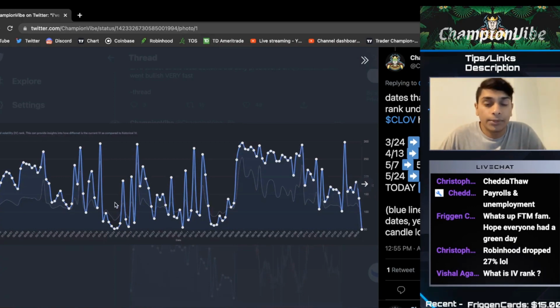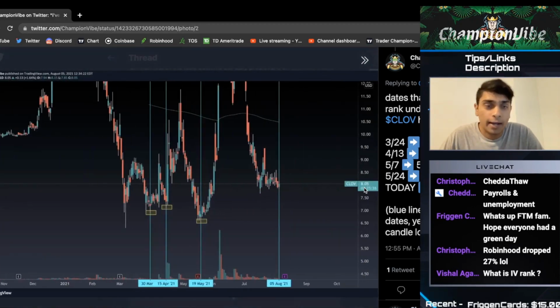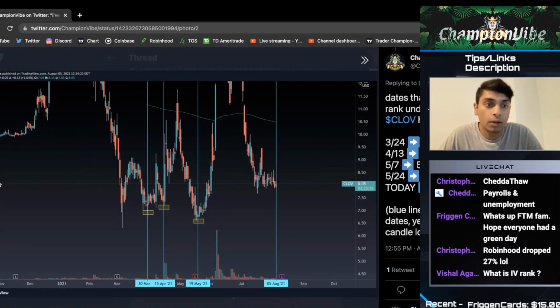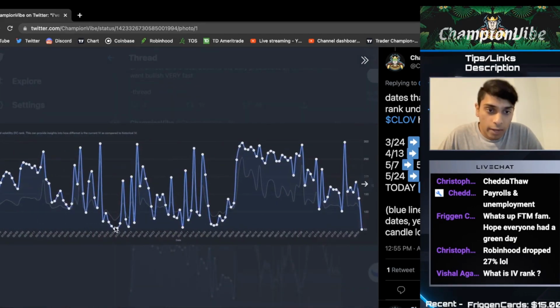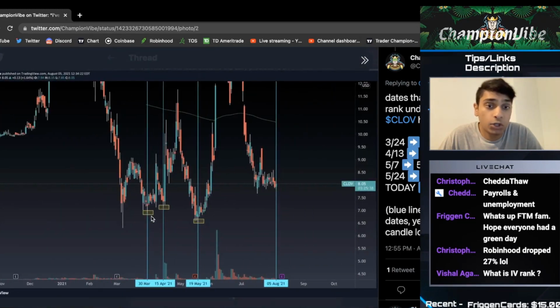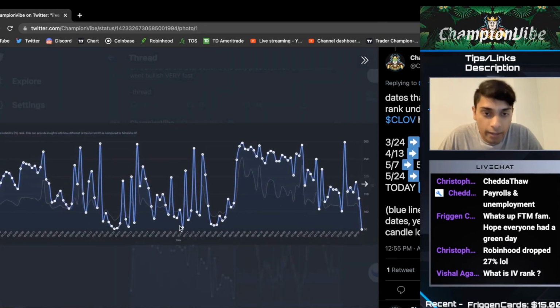And really what I was doing when I was looking at this today was I noticed every single time that the IV rank came down to under 10, which is these low points over here, we had a local bottom on Clover. And I showed it on this chart over here. So we had a bottom over here around March 24th on the IV rank under 10. And then on March 30th, just a few days later, that was literally the bottom for Clover before it went to about $9.30.